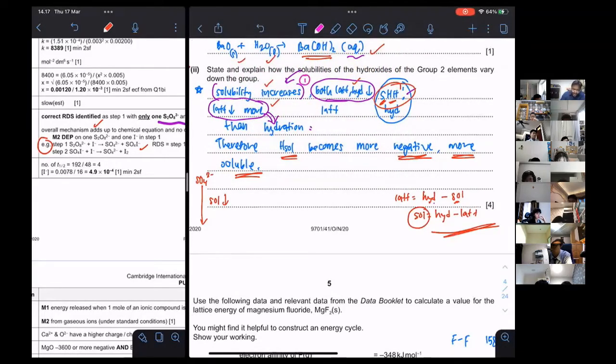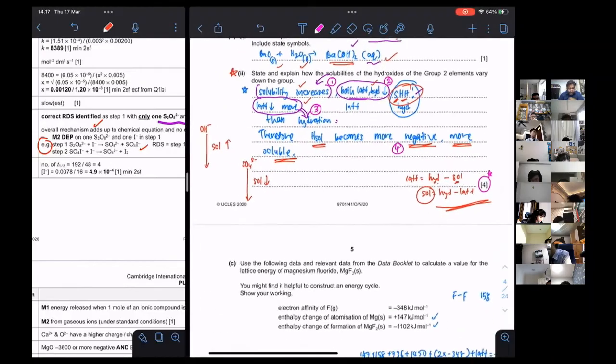Solubility increases, 1 mark. Both of them will decrease, another 1 mark. The 3rd mark is lattice energy decreases more. And the 4th mark is the enthalpy of solution becomes more negative. Therefore, it's going to be more soluble. Make sure you know how to change this for sulfate. Please remember this, it always comes out. One year it will come out in hydroxide, another year it comes out as sulfate. So if you don't prepare for this, you're just wasting those 4 marks. So please make sure you prepare for this.